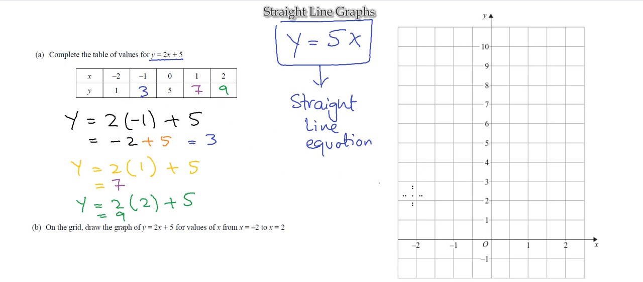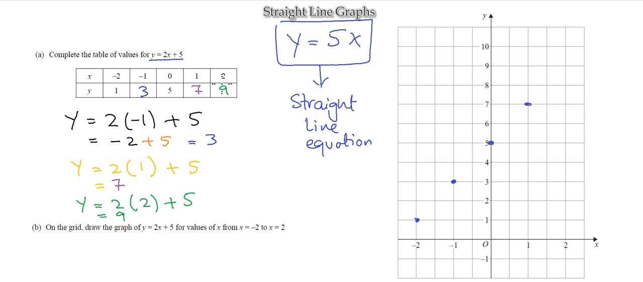So let's just plot this onto our graph. So when x is minus 2, y is 1. That's my first plot. When x is minus 1, y is 3. Go up along the line, y is 3. X is 0, y is 5. That's x 0, y is 5. Go along the line, right to the top. When x is 1, y is 7. So x is 1, y is 7 up here.